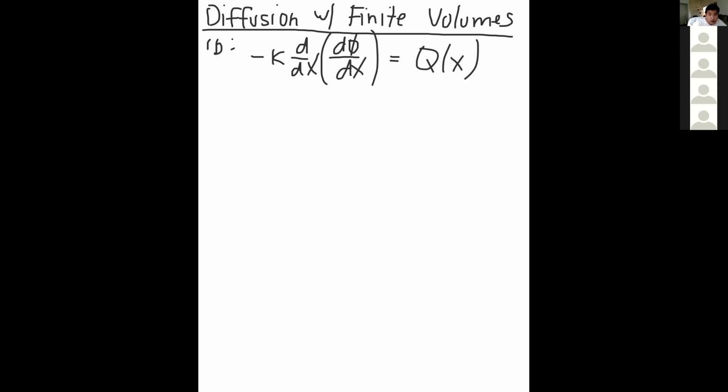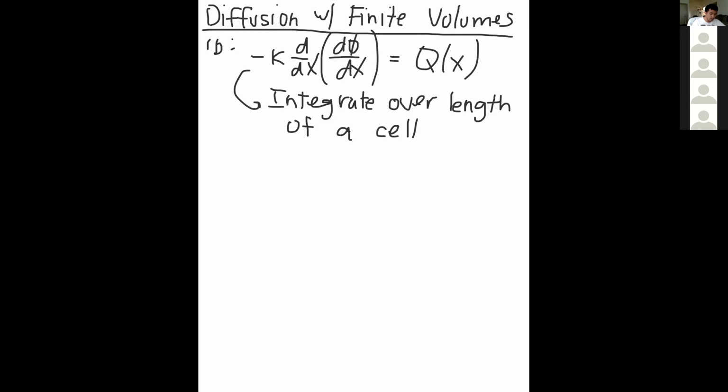And so what we do in the finite volume method, which is different from finite difference, is we're going to integrate this over the length of a cell. So in 1D, our mesh looks something like this. We have a line, and then we have grid points.